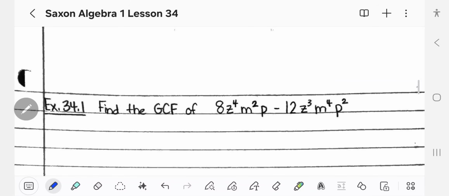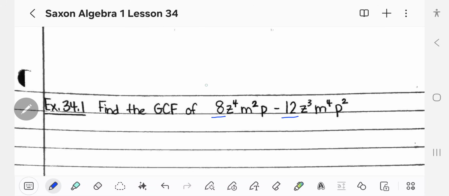Example 34:1, find the GCF of, and it gives us this algebraic expression that has two terms. Now let's take the numbers first. Just like in elementary school when you were doing greatest common factor of two numbers, you still think of it the same way. You've got 8 and 12. What's the largest factor that they both have in common? Well, I would say 4 is your largest factor that you're going to have in common here.